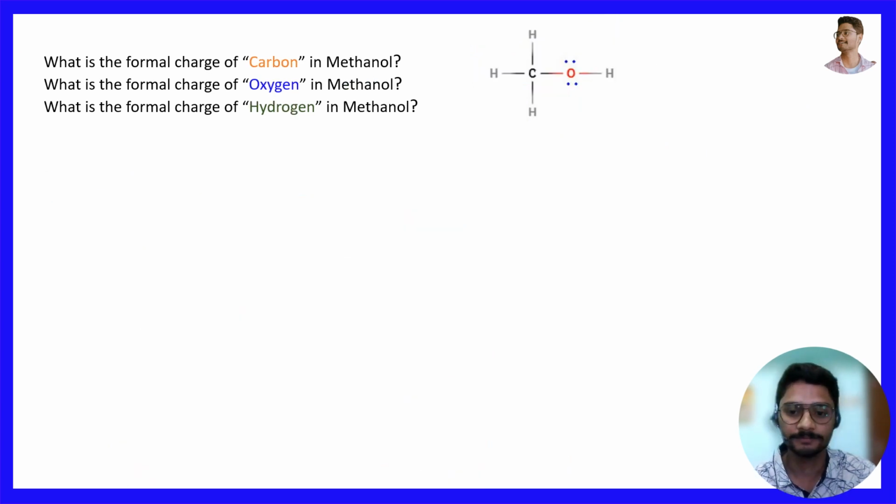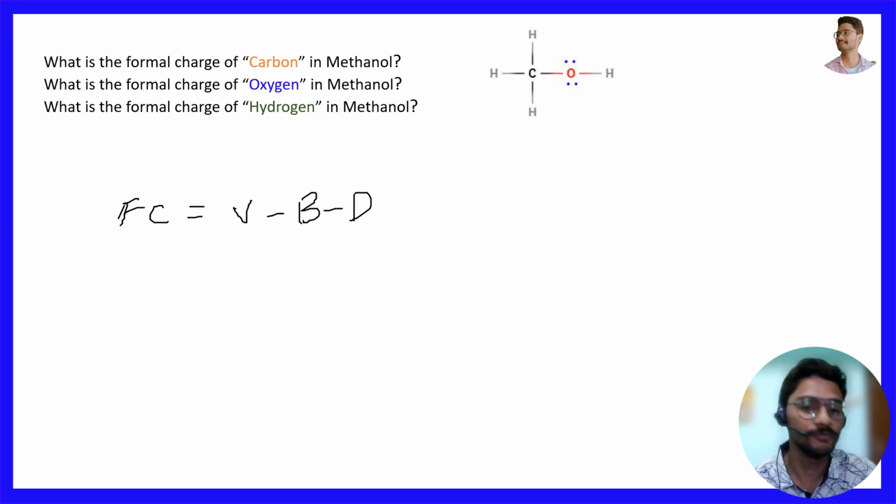Let us solve another example here. We all very well know that formal charge is nothing but V minus B minus D. We all know it as ABD, so we are changing it to VBD. That's all, there is no more change. Now let's find out the formal charge. The first question is: what is the formal charge of carbon in methanol?